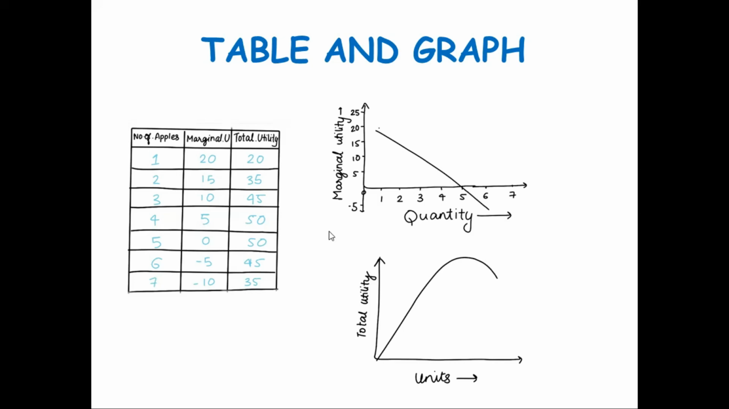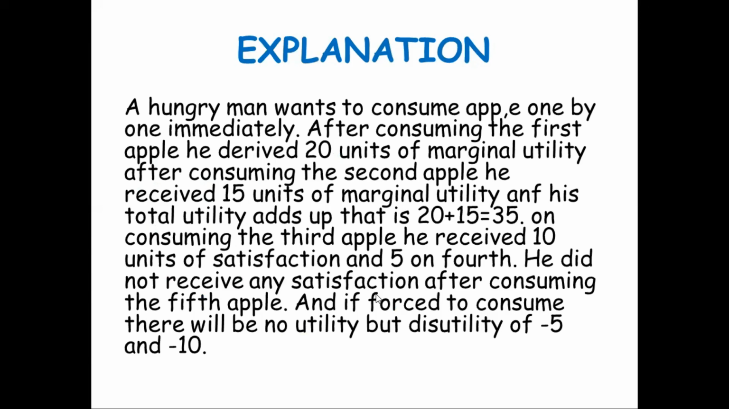And here we have plotted total utility with the units. One thing you can see is on consuming the fifth apple, the total utility starts to decrease. Until that, it was increasing. At the point where the satisfaction is 0, it remains constant, and when it goes on adding the negative marginal utility, it comes down. This is about the graph and the table. This is the same thing which I just explained about the graph and the table. You can look into it later.